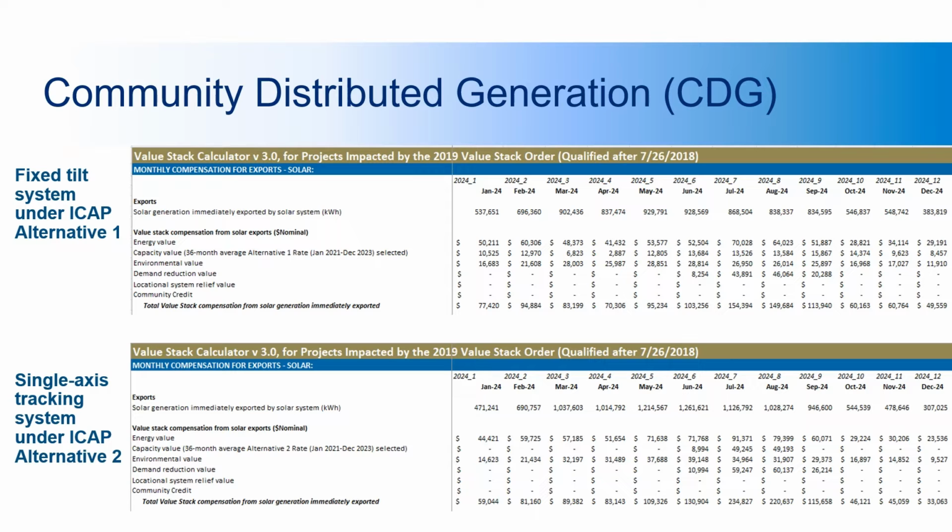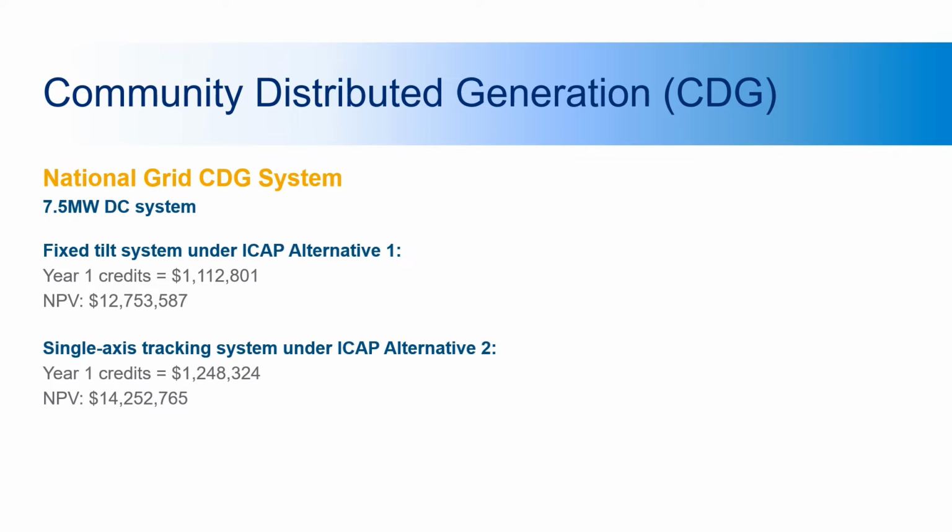By moving from ICAP alternative 1 to alternative 2, we can see that the change to the capacity crediting has shifted, so that instead of a steady stream of capacity values throughout the year, they're heavily concentrated in the summer months, with no value assigned to the winter. Overall, the total value of the system has increased. I've pulled the results here from the Summary tab, but you can see that the net present value of the project goes from just under $13 million to a little over $14 million.